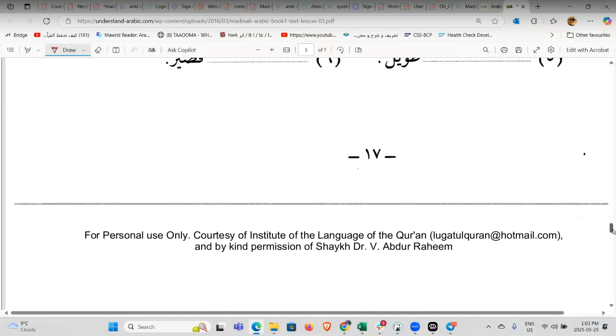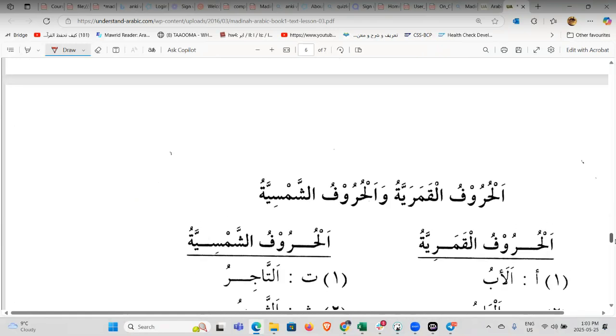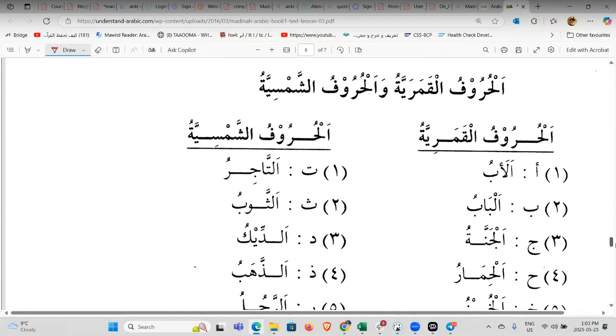If you guys want, we can go through this exercise. Okay. Let's just review this part. Al-huruf al-qamariyya, the moon letters, and al-huruf ash-shamsiyya, the sun letters. So moon letters, and then we'll call it a day, inshallah. Moon letters, sun letters.